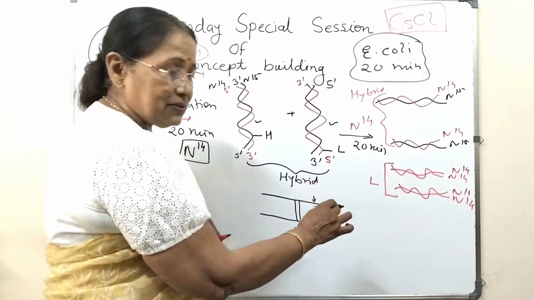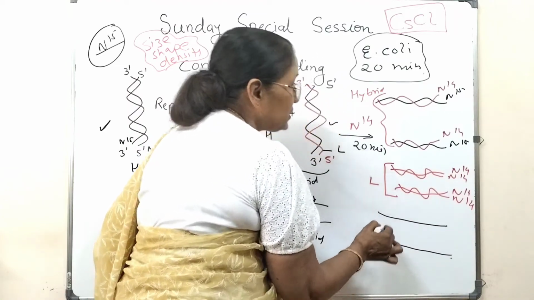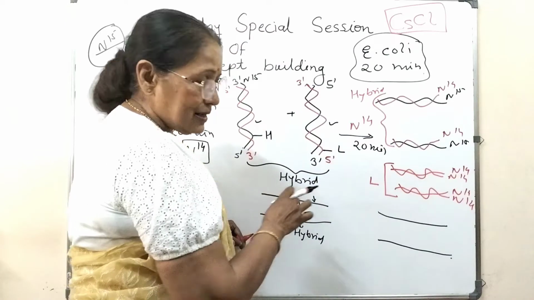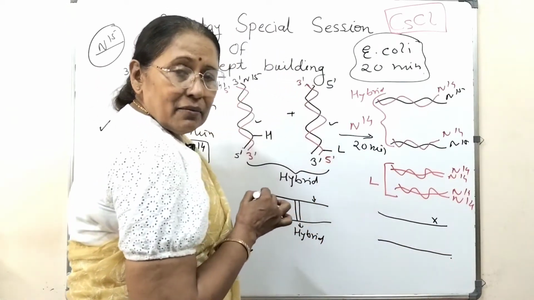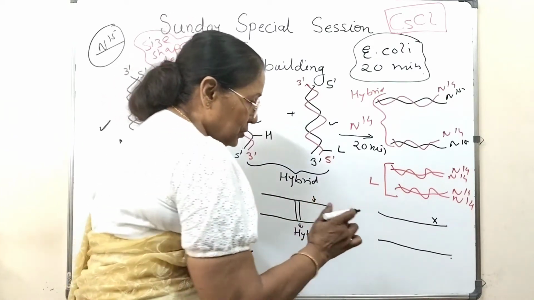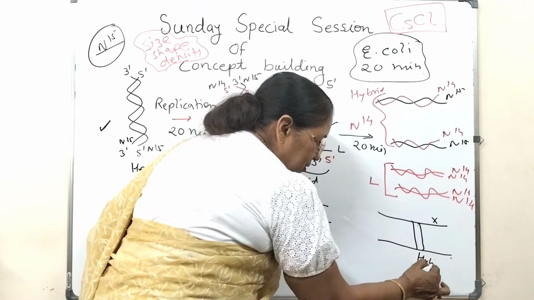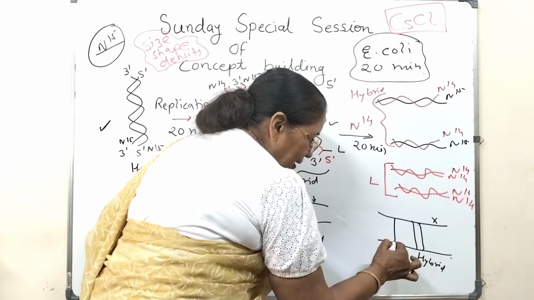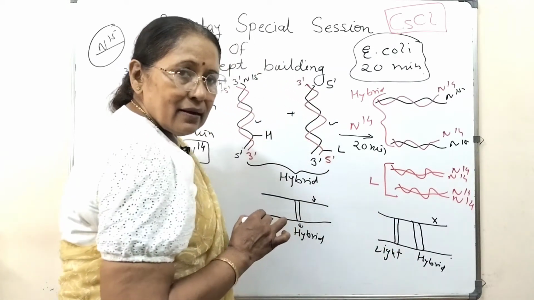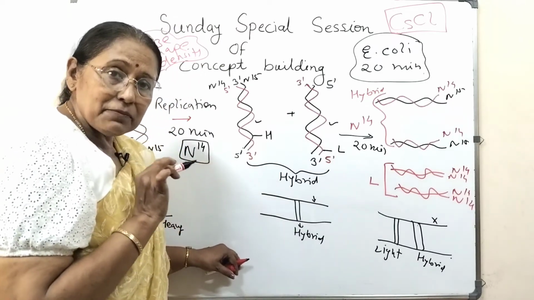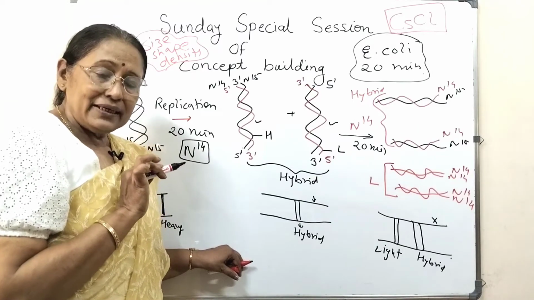Now come to this one. Here there are both types. These two are hybrids and these two are light. So there won't be any DNA molecule in the heavy zone, but you will find some in the hybrid zone, and you will find some in the light zone also. Fine. Thus, this was based on the density of the DNA molecule.